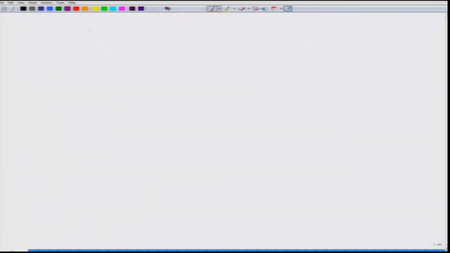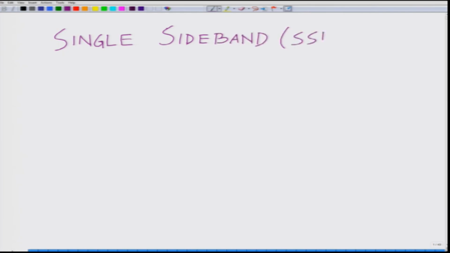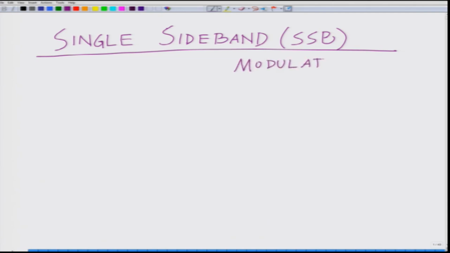What we want to start looking at is, we have looked at double sideband modulation already, that is DSB-SC, double sideband suppressed carrier. Let us now start looking at single sideband, which is also termed SSB. SSB stands for single sideband.